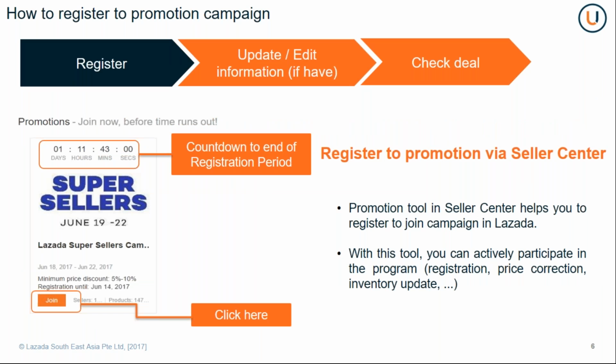So how will you be able to register for our campaigns? On your Seller Center, you will be able to see the promotions dashboard. On the top of that promotions dashboard is the countdown to the end of the registration period. After the registration period expires, you won't be able to apply your products. If you have made up your mind, you can click on the Join button. Alternatively, we also have the Promotions tab on the top of your Seller Center, which you can use in order to apply for your campaigns.